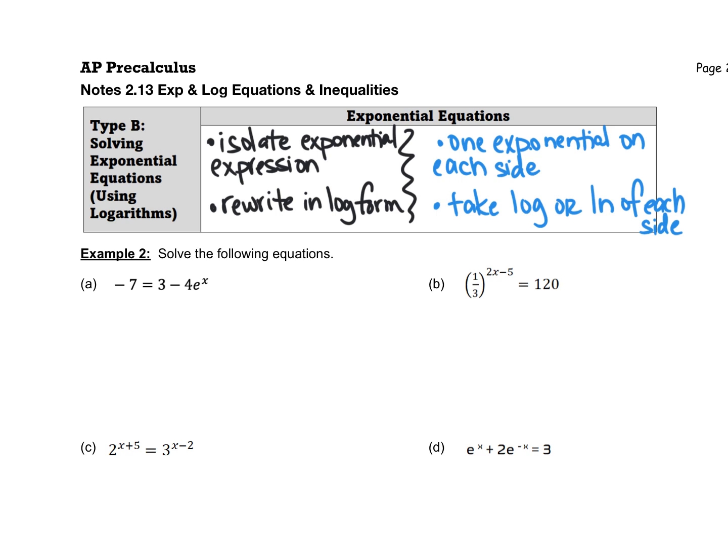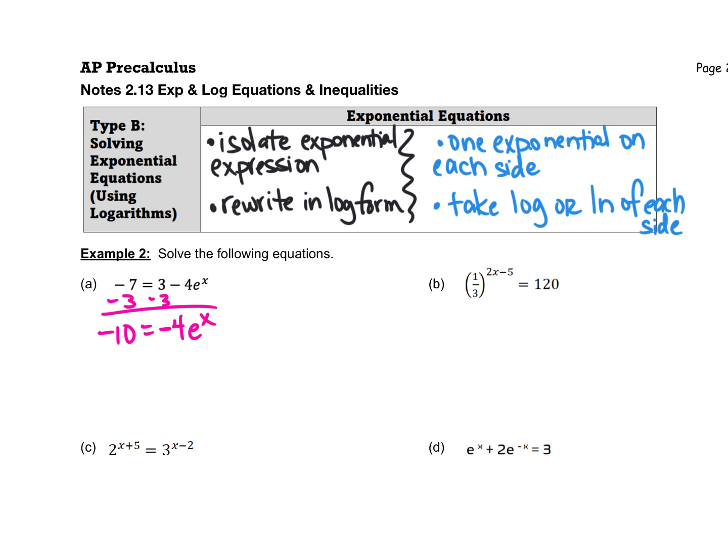But let's start simple. So if I wanted to isolate my exponential expression, e to the x, who needs to move away from e to the x? The 3 and the negative 4. Who gets to go first? The 3. So we're going to start by moving the 3. So I have negative 10 equals negative 4 e to the x.